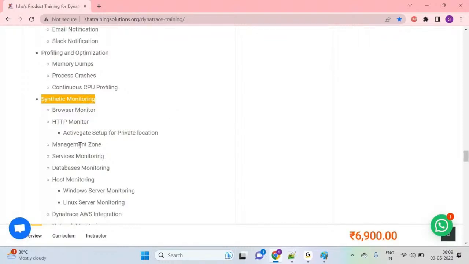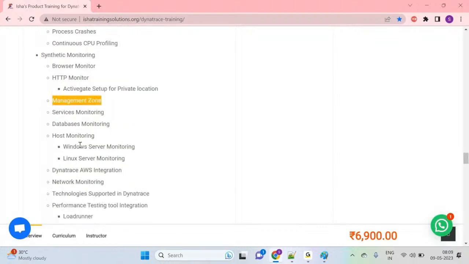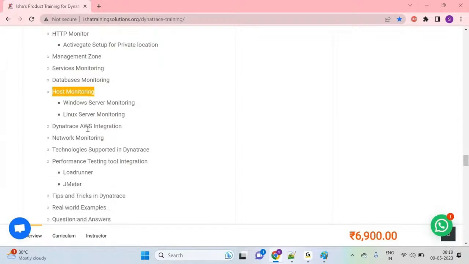And then management zone. Management zone is how you manage your data across the dev environment, QA environment, prod environment, like that. That also we are going to check. Service level monitoring, database level monitoring, host level monitoring. Host level is server level. And somebody asked a question, right? Can we monitor at the AWS level or what?